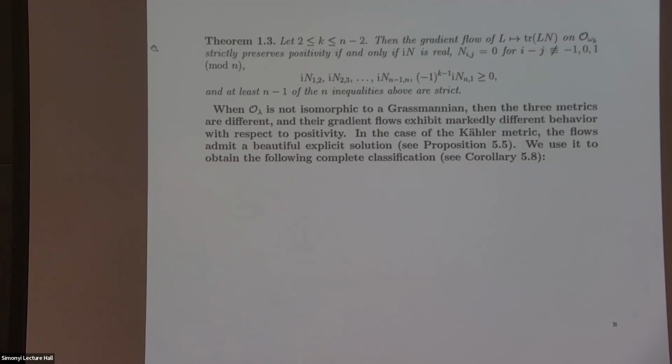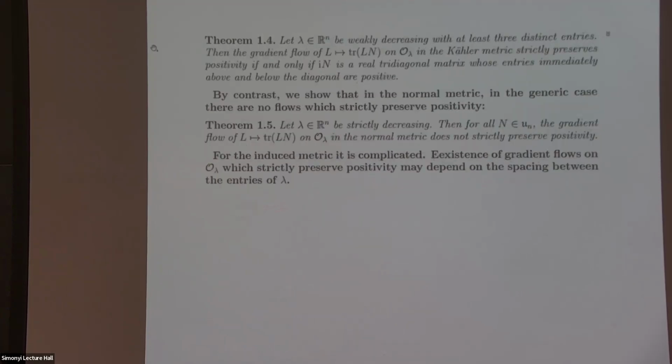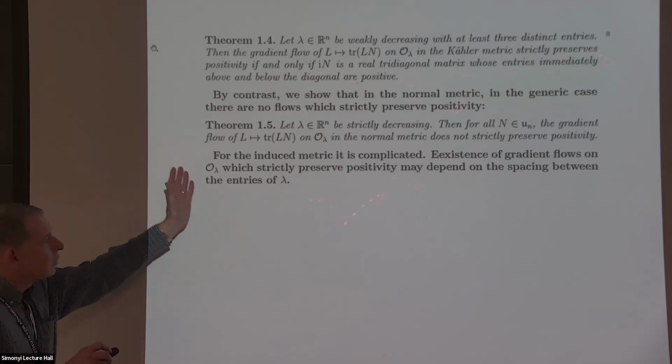Okay, so what you can show here is, let's suppose I take lambda non-decreasing, with at least three distinct entries, and I look at the gradient flow again. In the Kähler metric, it strictly preserves positivity if and only if Ln is a real tridiagonal matrix whose entries above and below the diagonal are positive. And as I said, in the normal metric, there are no flows that preserve positivity. And in the induced metric, it's really complicated.